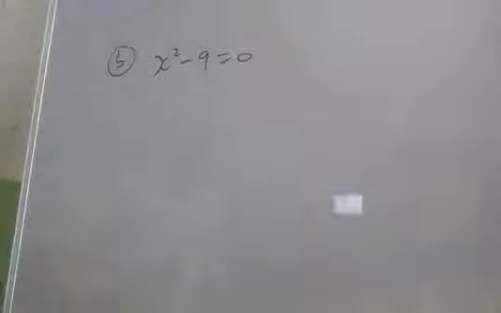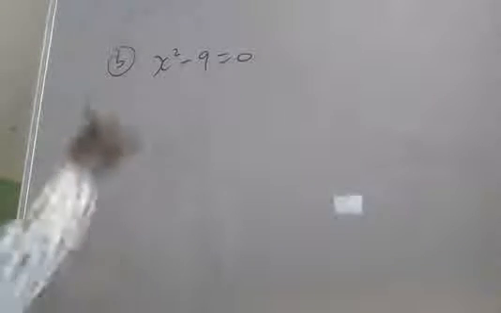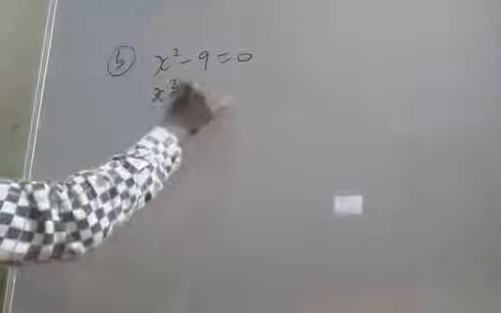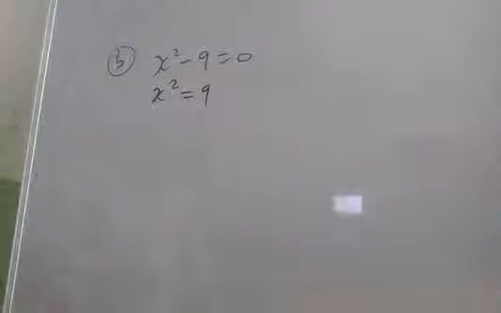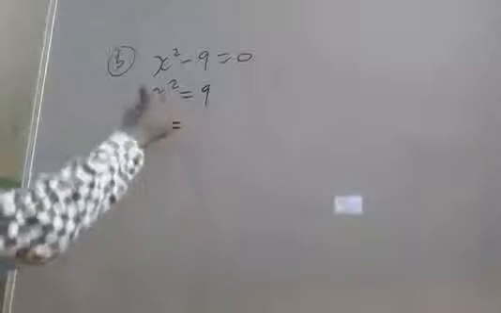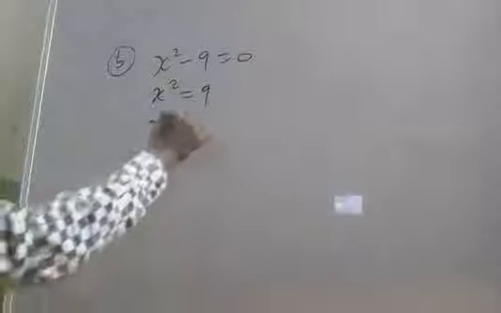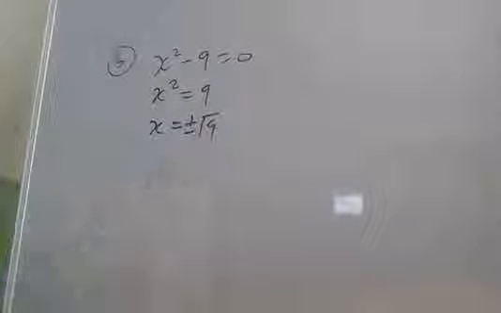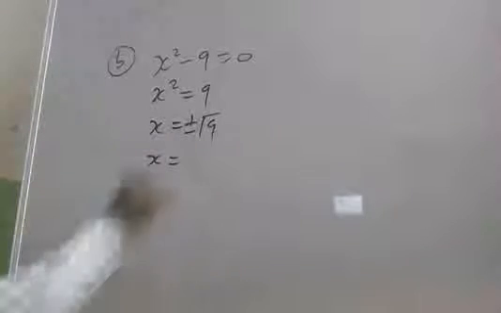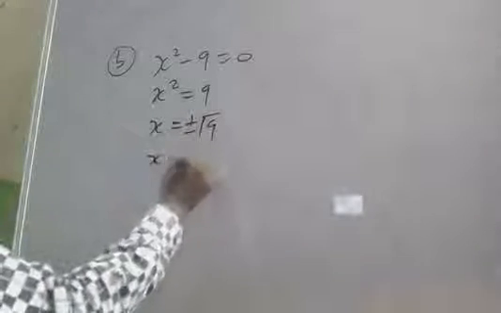Now the second question, x squared minus 9 is equals to 0. You can solve this by saying x squared is equals to 9. Take 9 to the other side, it becomes plus. Then if you take the square to the other side, it becomes plus or minus the square root of 9. So your x will be equals to plus or minus 3.